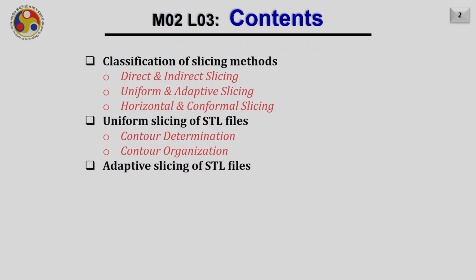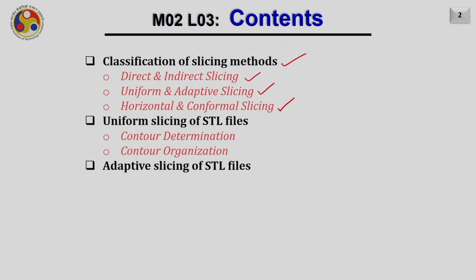Welcome to the third lecture of module 2. In this lecture, we shall discuss the different methods for slicing the object for 3D printing. We are going to discuss the classification of the slicing methods based on direct and indirect slicing, and then uniform and adaptive slicing, and then horizontal and conformal slicing.